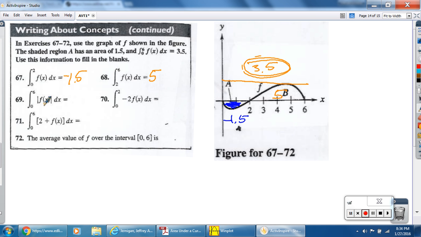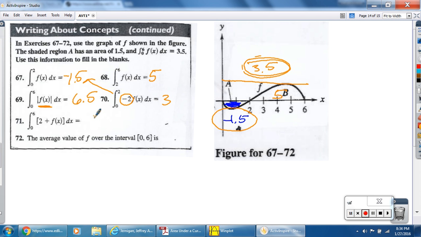Now notice in number 69 that they're taking the absolute value of the region, so they're going to force this negative 1.5 area region upward to be a positive 1.5. 5 and 1.5 gives me a total of 6.5 for the total area. Number 70, I can take the negative 2 out as a coefficient, in other words, I can multiply it by the answer that I got from number 67. So negative 2 times negative 1.5 is 3.